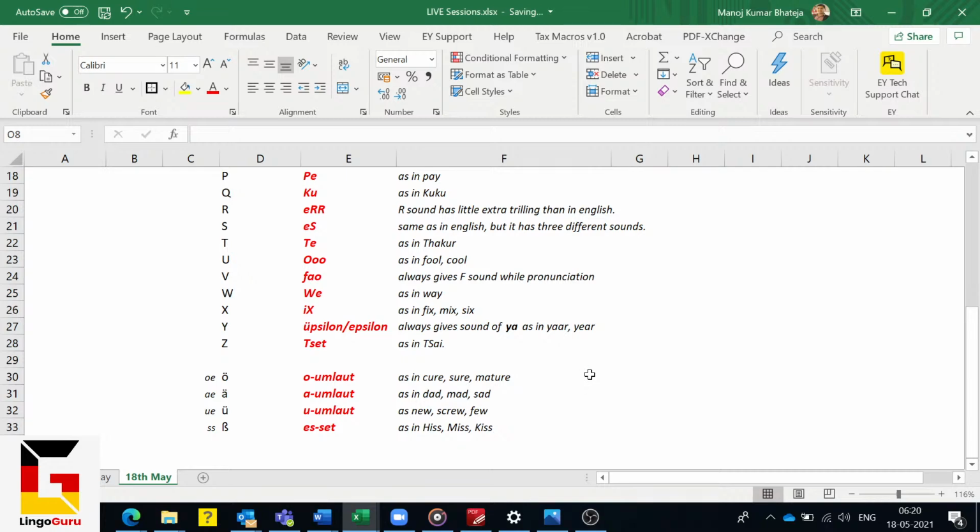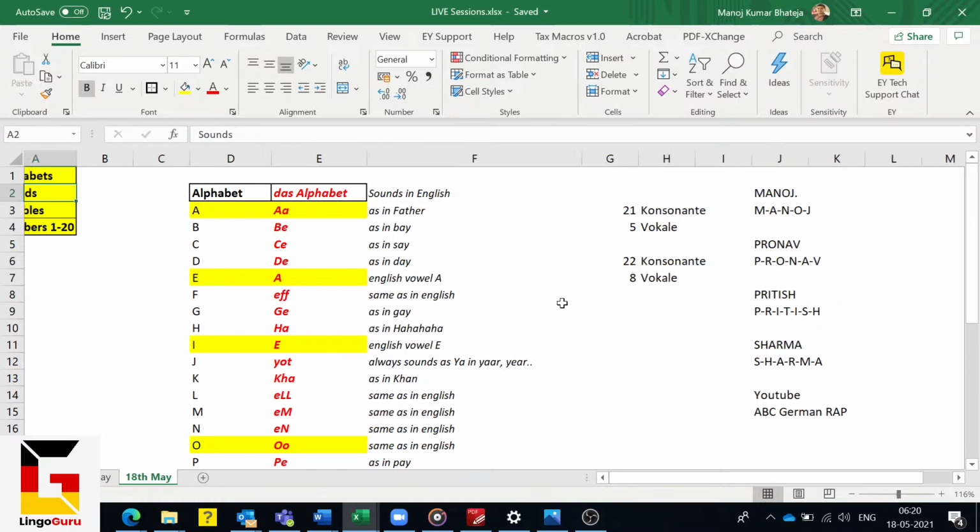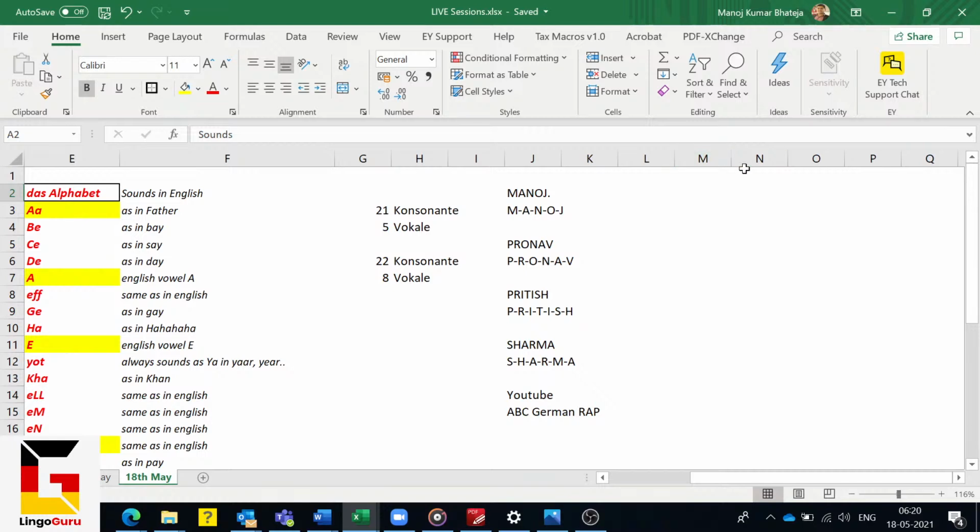No question? Perfect. Let us move to the next part, which is sounds. In this section, we are going to see how the sound is generated when two or more vowels or consonants interact with each other or are connected with each other. So let us first talk about the sound of S.